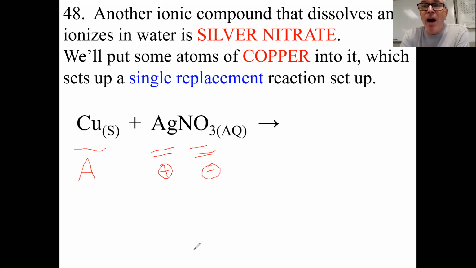And an ionic compound has positive and negative ions. Combined, they're neutral, but positive ions and negative ions, it all happens in water. And what happens is when you put copper into a silver nitrate solution. I have to tell a bad story, but it really makes sense.